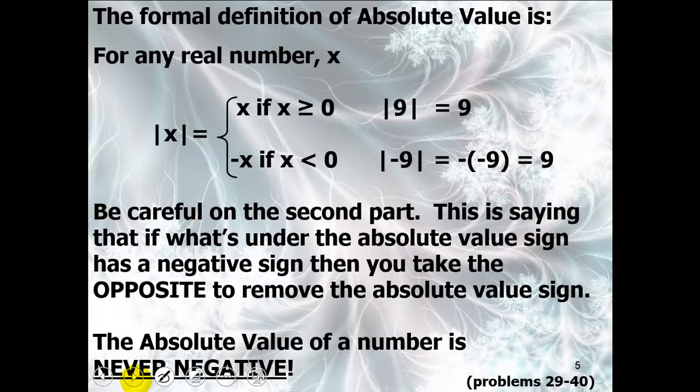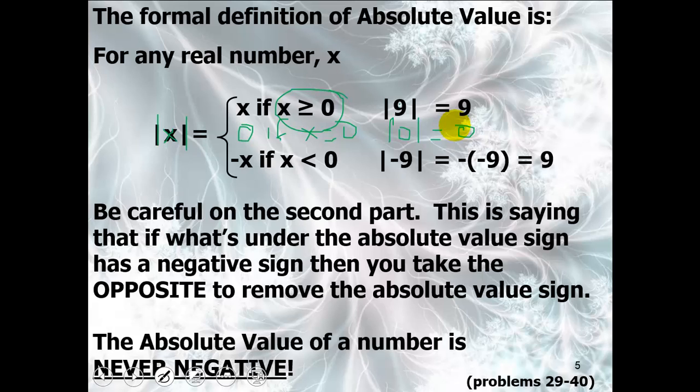The formal definition of absolute value, and it's good if you know this: the absolute value of x is equal to just x if x is already a number bigger than 0. So, for example, the absolute value of 9 is equal to 9. You can just remove the bars if this is a positive number. And it also works if it's equal to 0. It equals 0 if x equals 0. Because the absolute value of 0 is just 0.